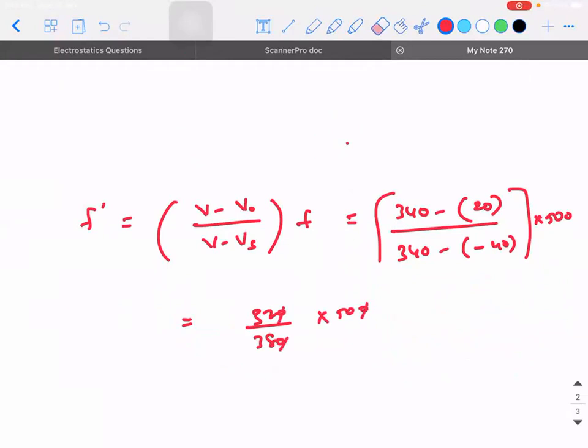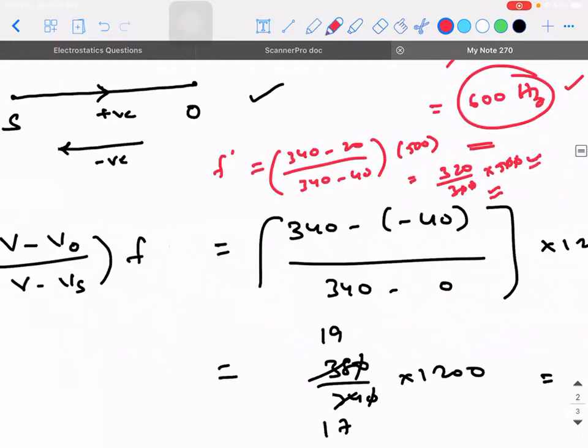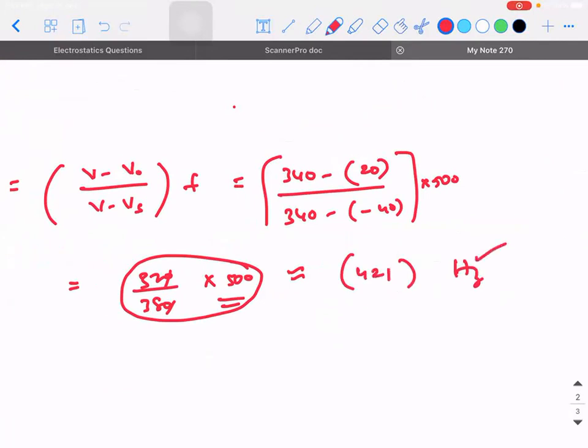Cancel, cancel. So how much is the answer? It should definitely be less than 500. I got a doubt because here my answer came out to be approximately 550, which is greater than 500. That is not possible. Logically, when two objects are moving away from each other, the frequency that we hear will tend to decrease. It cannot increase. So this one is right, because 32 by 38 is less than 1, into 500. So 421 hertz is the answer.